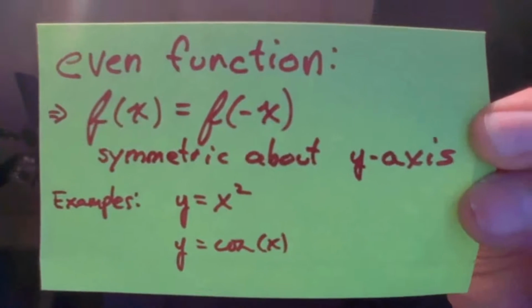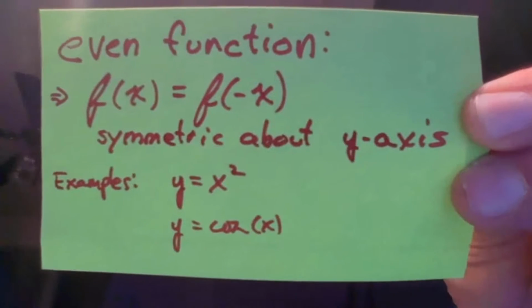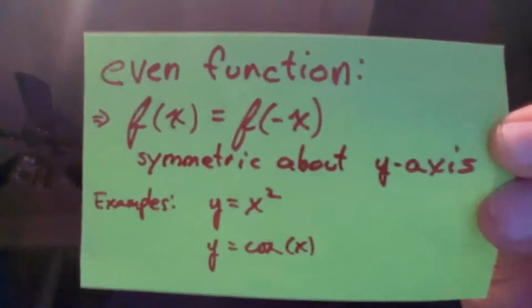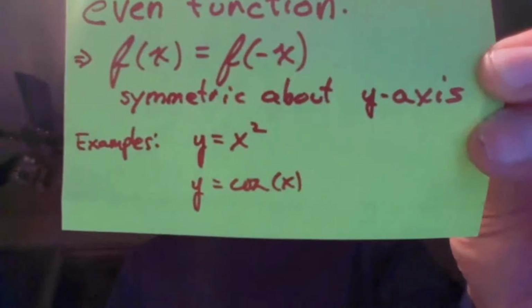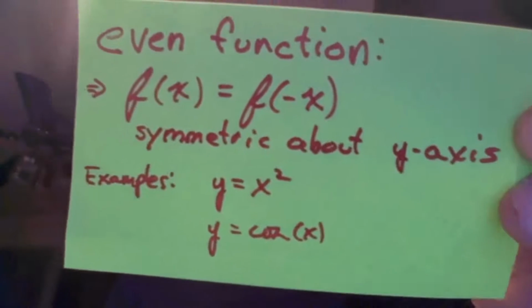That's analytically what it is. Maybe a little confusing, but geometrically, what's going on is there's a symmetry around the y-axis. That is, you can reflect the function through the y-axis. Examples of this are y equals x squared, a simple parabola that goes through 0, and the cosine function. They both have even symmetry.